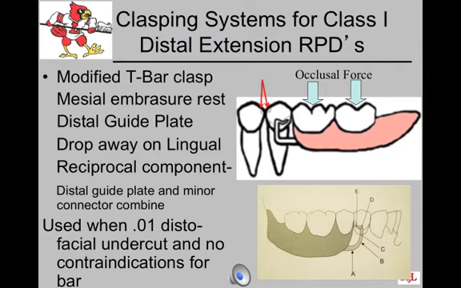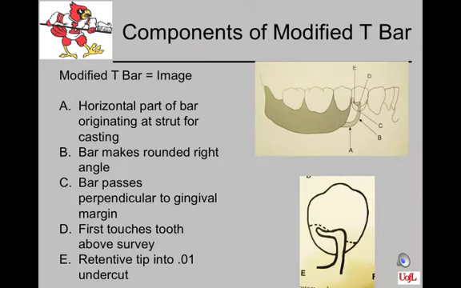The T-bar is used when we have a 0.01 retention on the distal facial surface of the tooth and when a bar clasp is not contraindicated. Observe the different components of the modified T-bar.